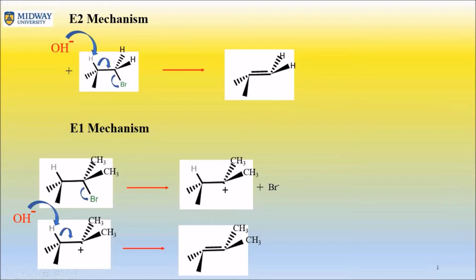So E2 is all happening in one step, okay? And it is common with primary, methyl, or secondary carbon substrates, and E1 is very much common only among tertiary carbon substrates, okay?